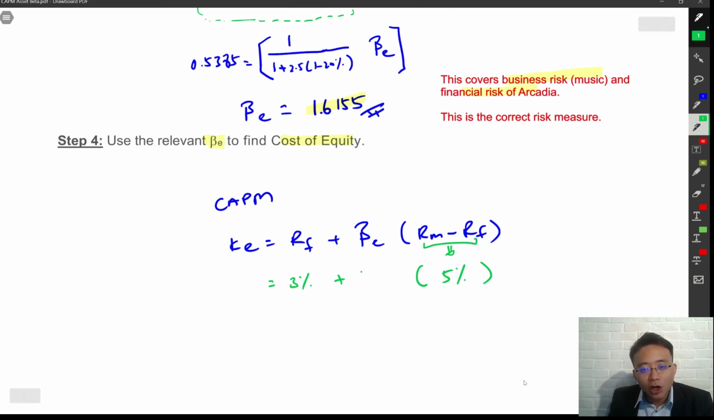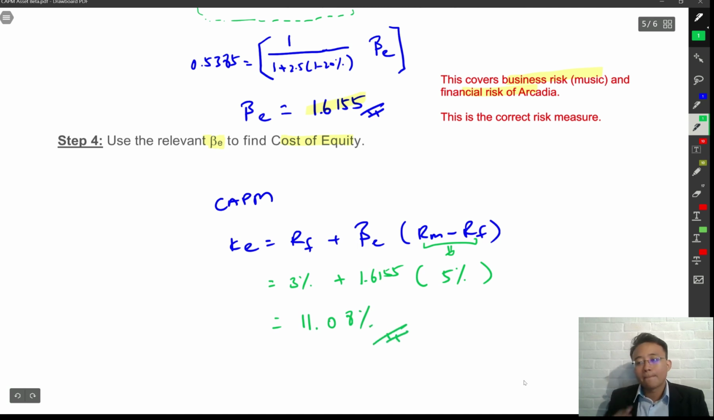And throw in your lovely equity beta, 1.6155. What is your cost of equity for expanding into the music industry? Let's work it out. Answer, 11.08%. Done.